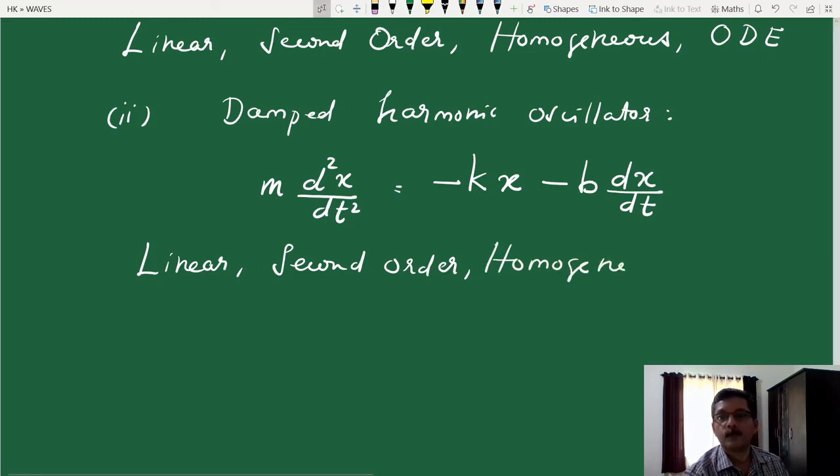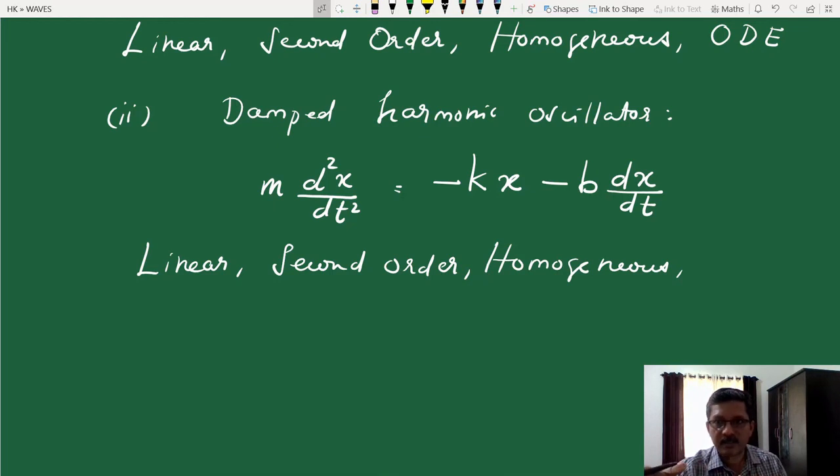Again, I am purposefully not writing it in such a way that the right hand side is always 0. In order to convey the idea that right hand side need not be 0, you can write it in any way. And again, you see that this is an ordinary differential equation, not a partial differential equation, because x depends only on time. Okay. And lastly, let us consider a forced oscillator.